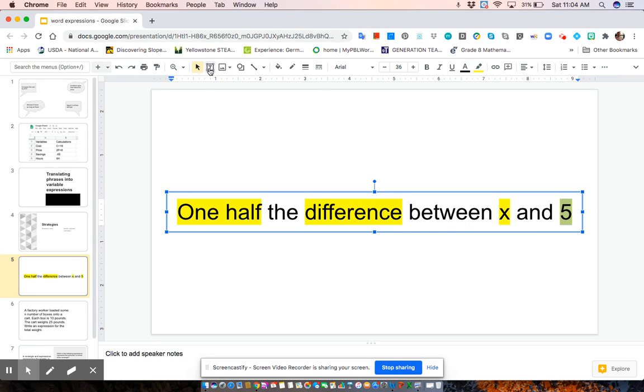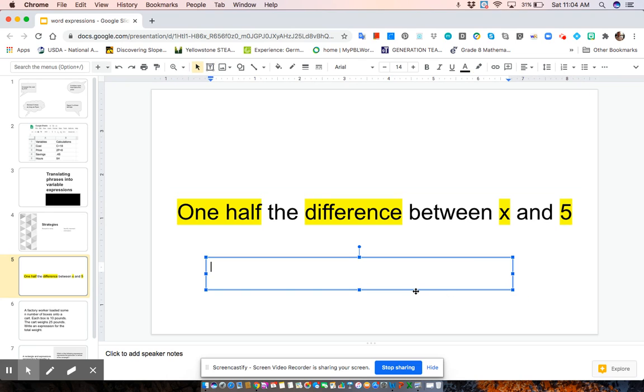Now, I need to put these pieces together here. So, I'm going to start with my variable x, and they're talking about difference, meaning we're subtracting. And it's the difference between x and 5 that I've highlighted. Now that 1/2 is for what I just wrote. It's for that difference. It's 1/2 of the difference. So I'm going to multiply 0.5 to that. There we go. That's my math expression for that phrase there.